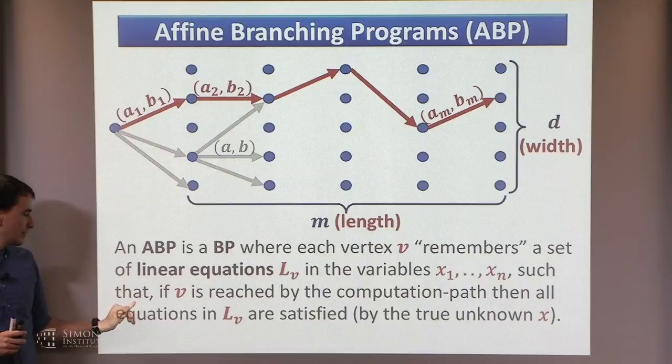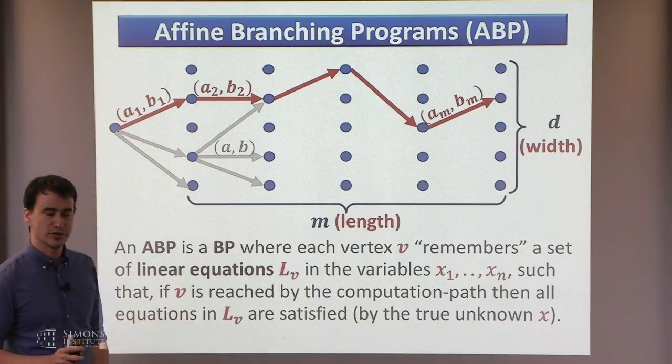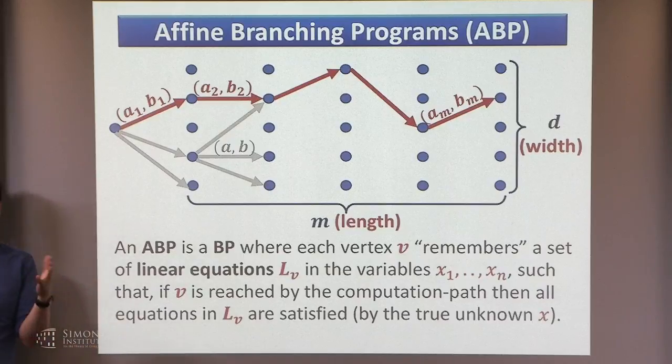We would want that if V is reached by the computational path, and you have these equations on V, then the true unknown x would satisfy all the equations. So we don't want to just write equations that we made up. We only want to store equations that we saw, or maybe linear combinations of equations that we saw. Okay, so this is the soundness property.